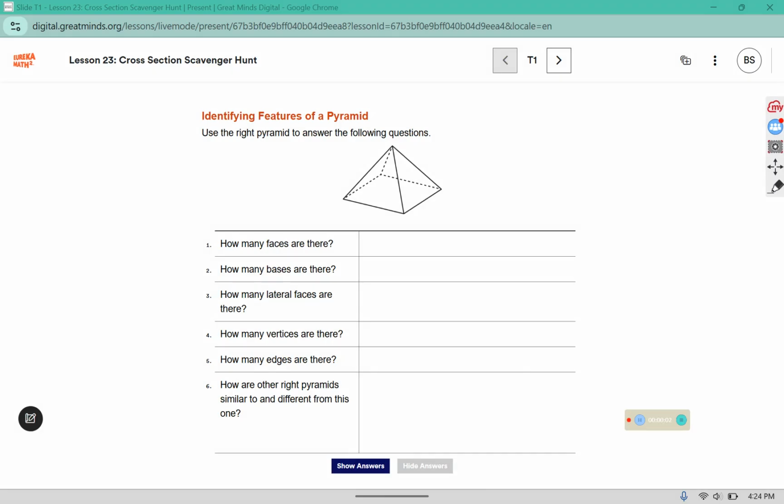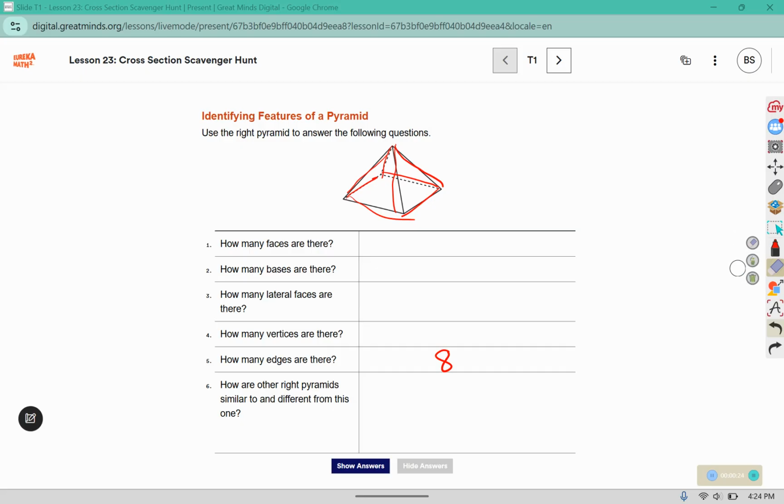Use the right pyramid to answer the following questions. We're going to look at question 5 together. How many edges are there? There's 1, 2, 3, 4, 5, 6, 7, 8 edges.